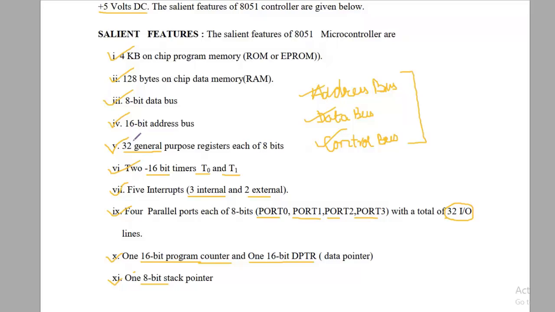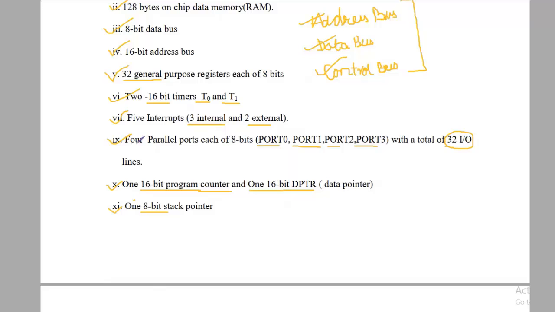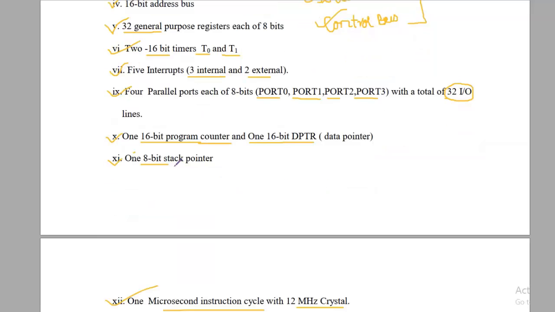Next, it has 32 general purpose registers, each of 8 bits, two 16-bit timers T0 and T1, and 5 interrupts, 3 internal and 2 external. It has 4 parallel ports, each of 8 bits, that is port 0, 1, 2, 3. If each port is of 8 bits, then the total becomes 32 input output lines. Next is a 16-bit program counter, a 16-bit data pointer, and an 8-bit stack pointer.